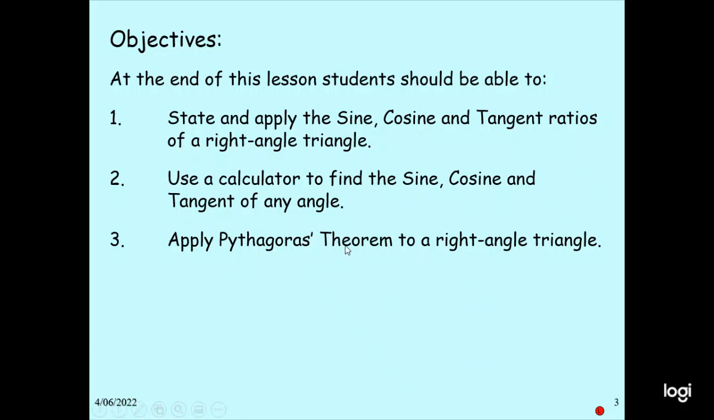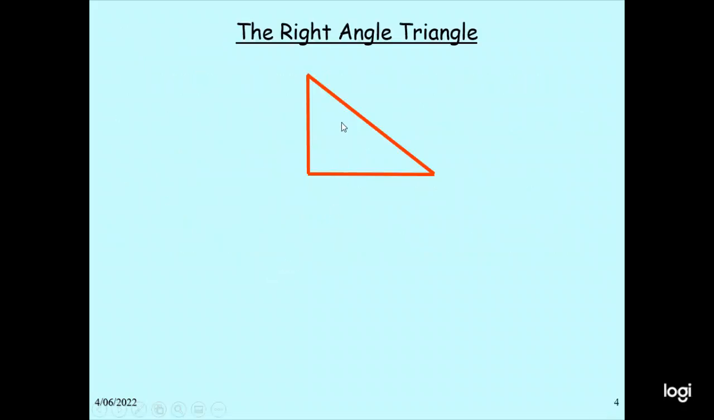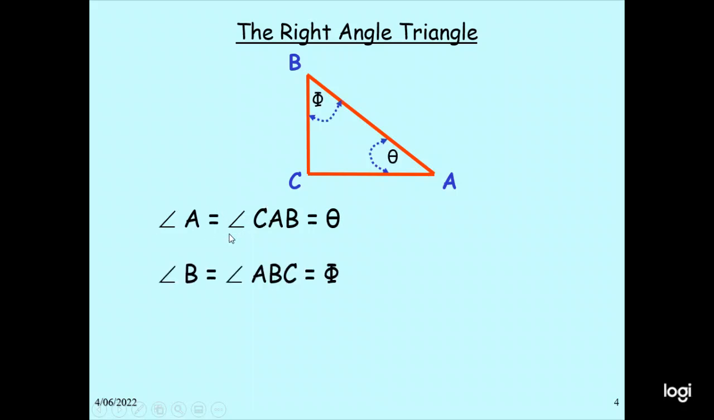of the right angle triangle. Use a calculator to find the sine, cosine, and tangent of any angle. Apply the Pythagoras theorem to the right angle triangle. So this is the right angle triangle. This is ABC, angle ABC. So angle A, angle CAB, is theta. Angle B is angle ABC. Angle C is angle BCA, which is 90 degrees.